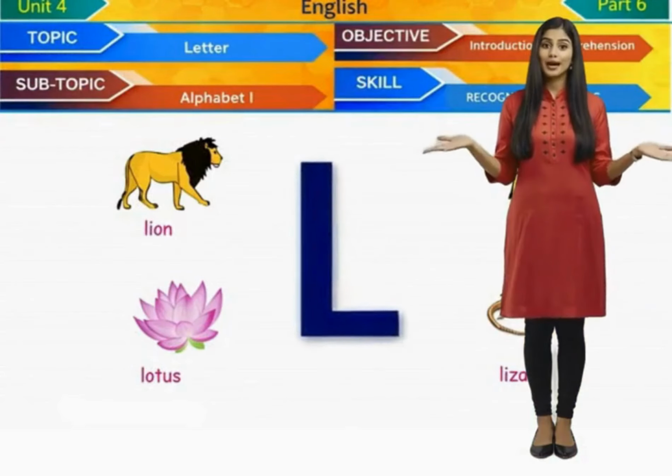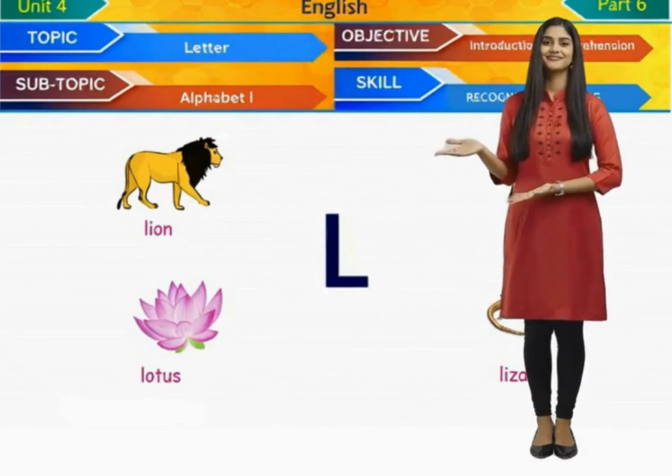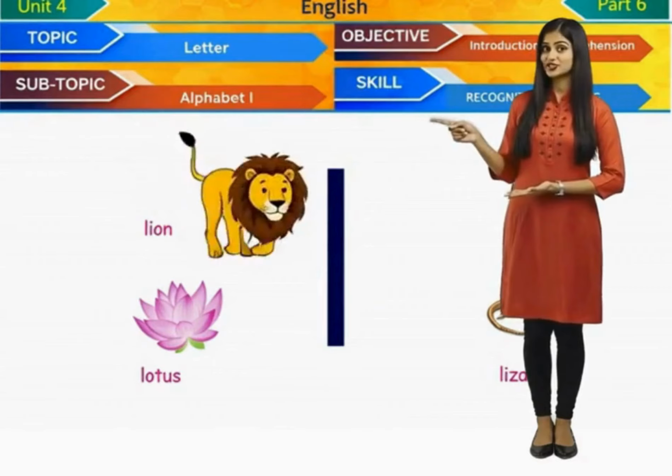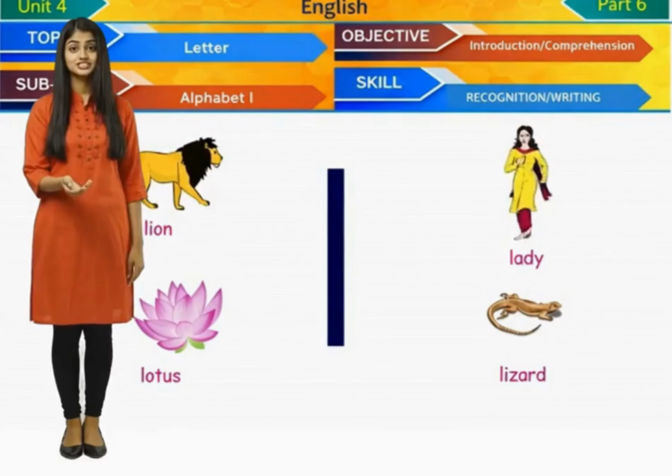Hello children, welcome back to our new session. Today we are going to learn a new letter L. This is a lion. A lion lives in the jungle. Lion is king of the jungle because it is strong and brave. L for lion.